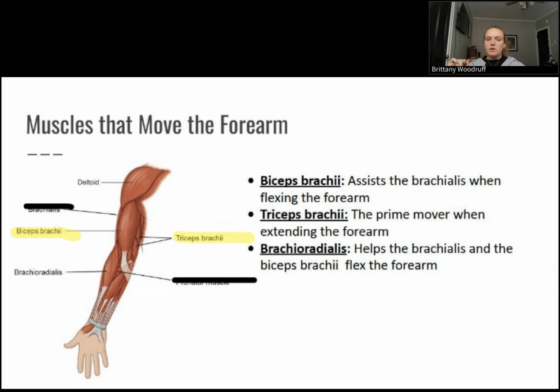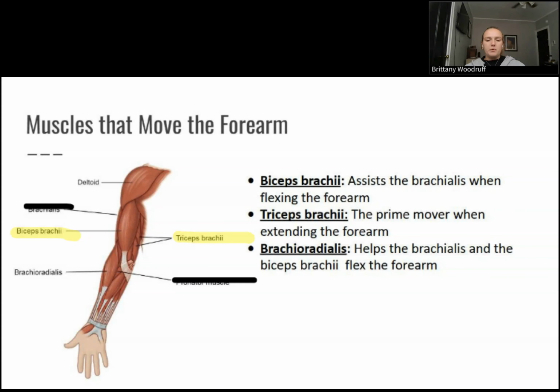The inverse is also true. When your triceps are contracting, you are extending your forearm. So triceps extend the forearm, and when your triceps are contracting, your biceps are relaxing. If you're extending your forearm, this is the muscle that's shortening. So triceps contract, biceps relax. When you're flexing, this is the muscle contracting. So biceps contract, triceps relax.